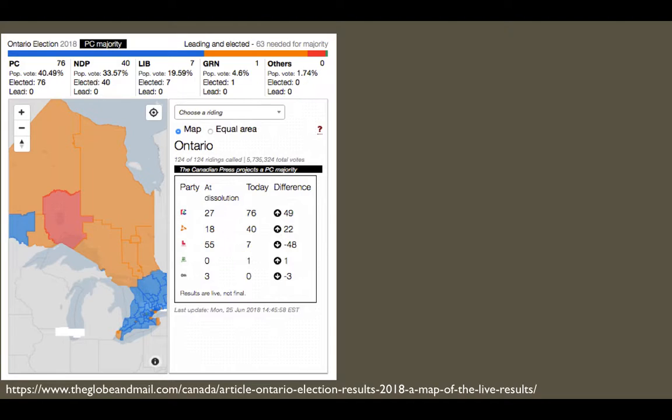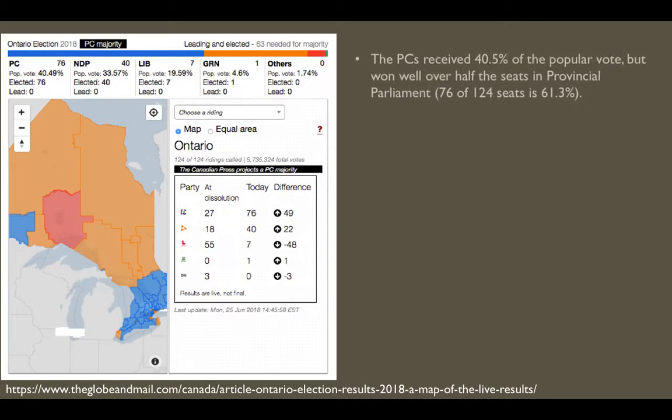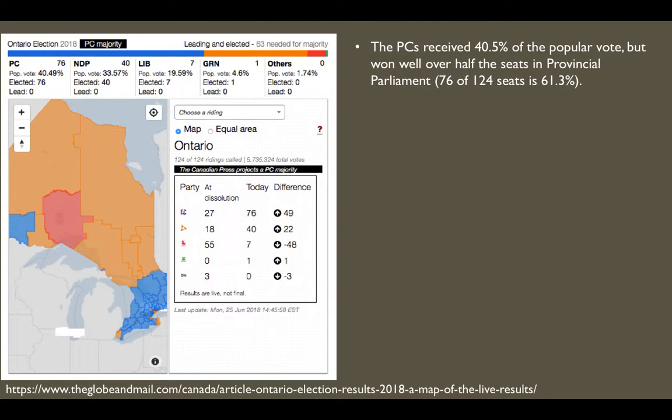Let's take a look at this in an example of Ontario's most recent election. So in June 2018, we went to the polls, and this is what happened. Here are the results. So we can see that the Progressive Conservatives received 40.5% of the popular vote, but they won well over half the seats in provincial parliament. They got 76 out of 124, or in other words, 61.3% of the seats.